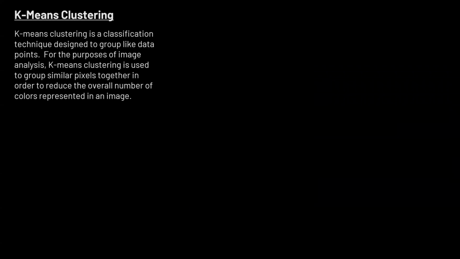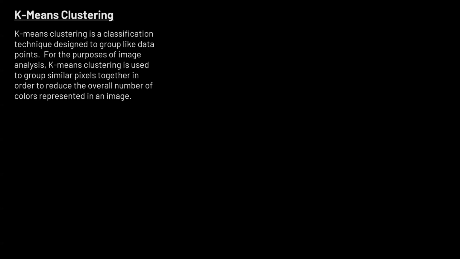The other advanced feature we have in place to utilize alongside the RGB algorithms is called k-means clustering. What k-means clustering is, it's a classification technique designed to group like data points. For the purposes of image analysis, k-means clustering is used to group similar pixels together in order to reduce the overall number of colors represented in an image.